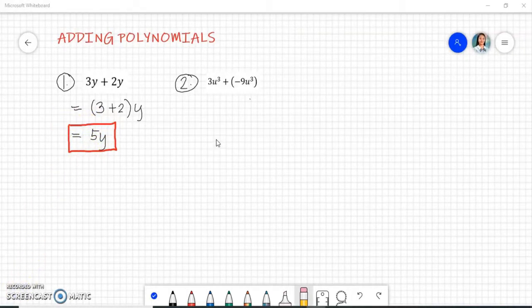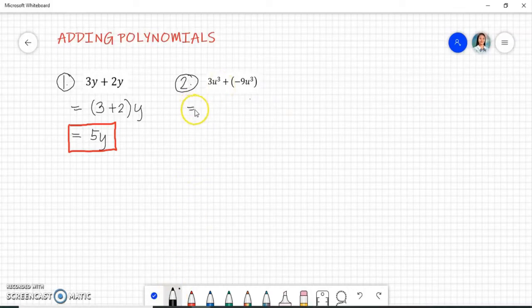Okay, now let's move on to example number 2. 3u cubed plus negative 9u cubed. Okay, we're going to check if the two terms are like terms. Yes, they are, because they have the same variable u cubed. Okay, now let's start solving.